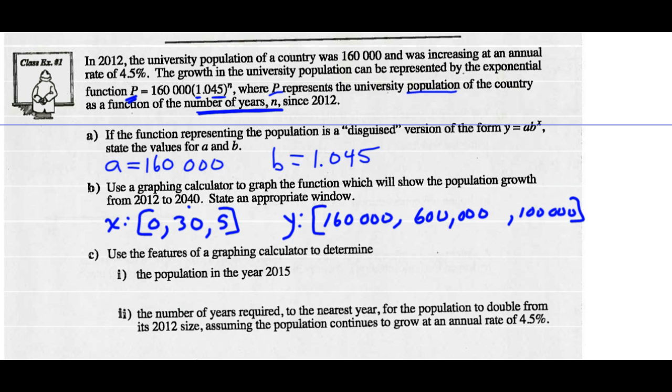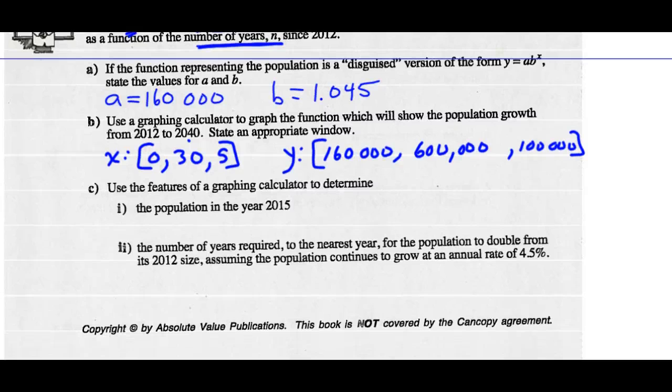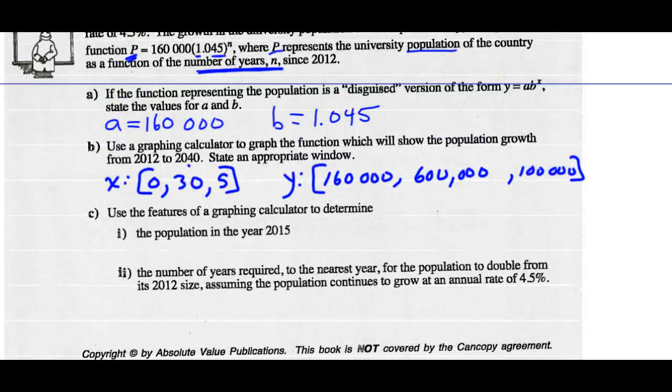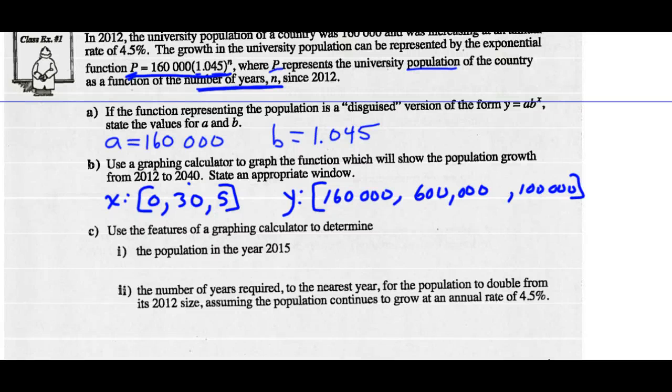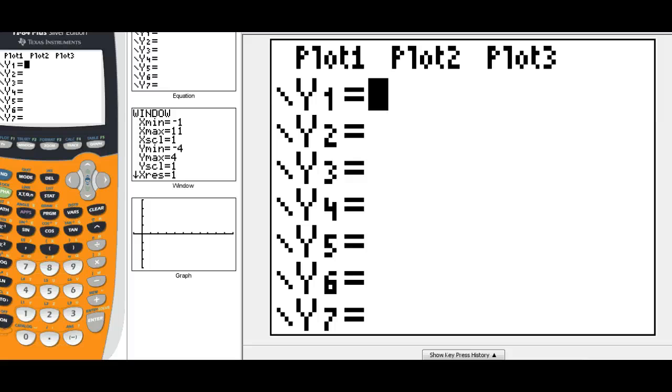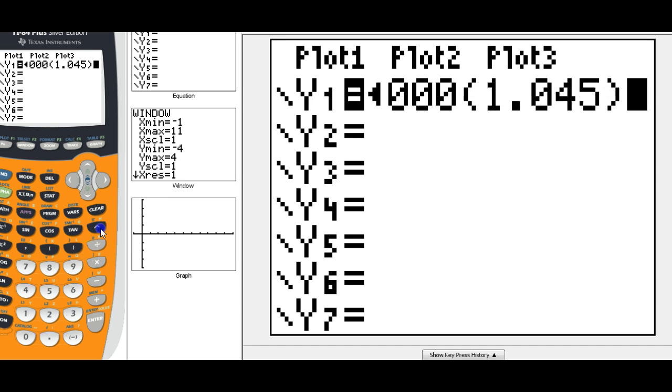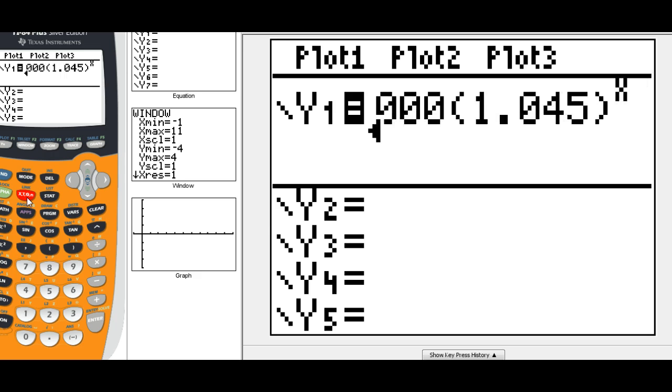All right. So use the graphing calculator feature to figure out the following. So now let's go to our graphing calculator. Type in the equation that they gave us for y1 and use this window setting, and let's see if we get a graph. All right. So y1 is 160,000 times 1.045 to the exponent x. And that's great, but we need a window setting now.